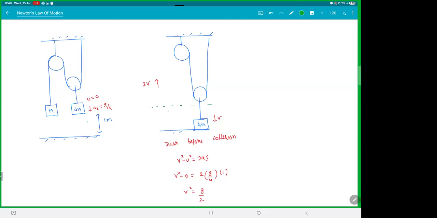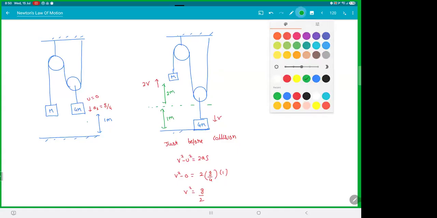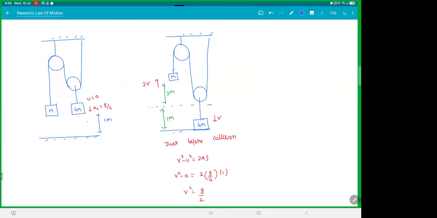I think, Anish, that is wrong. This is 1 meter. This block must have come somewhere here. So if that travels 1 meter, this will travel 2 meters. But remember, is the velocity 0? No, right? After collision, what will happen? The 4m will stop.